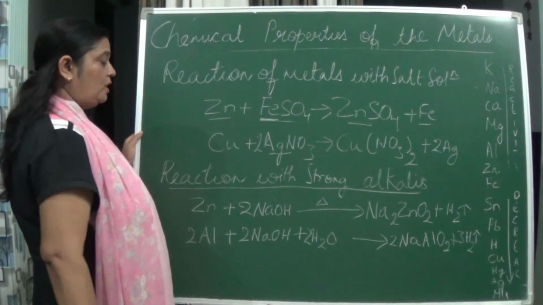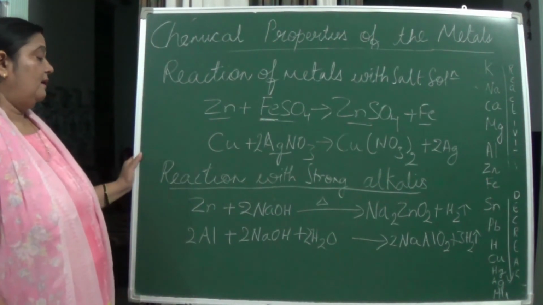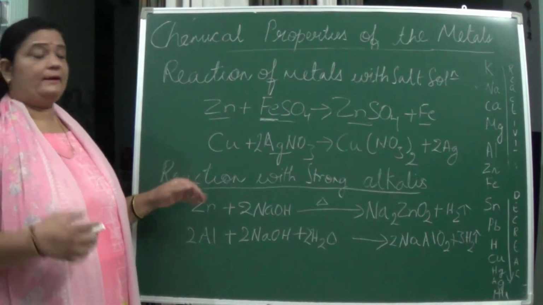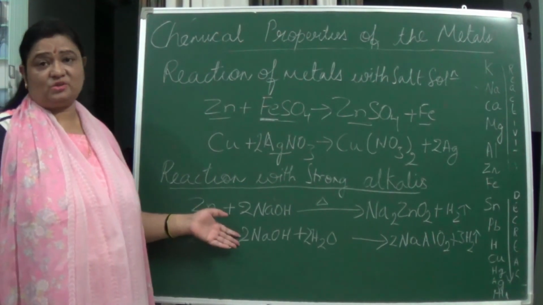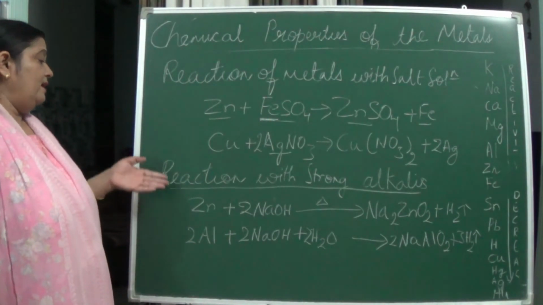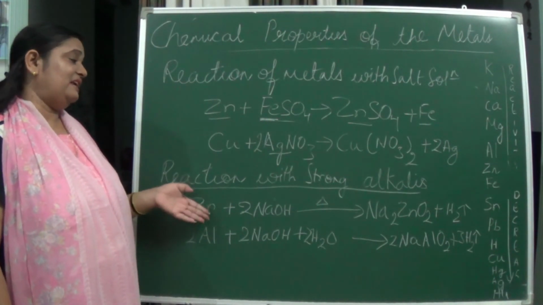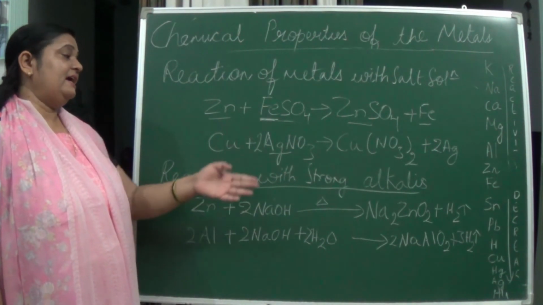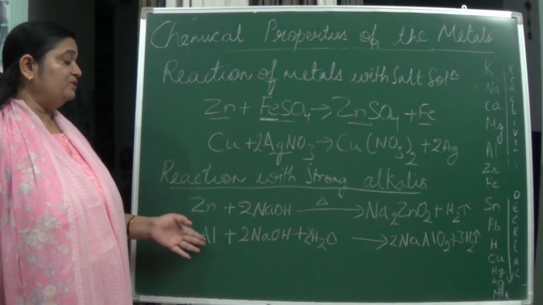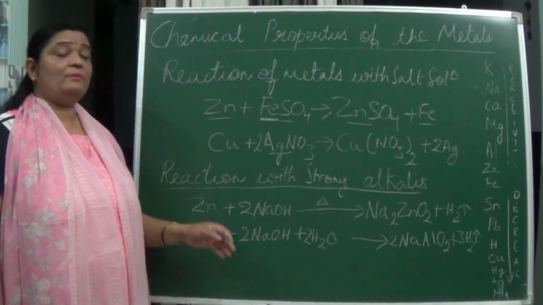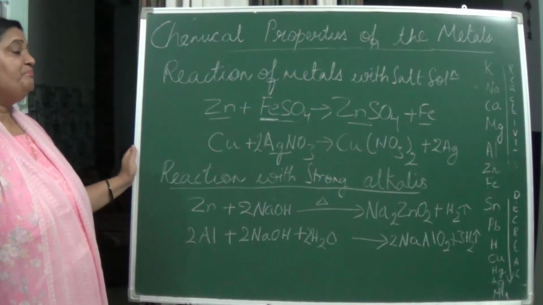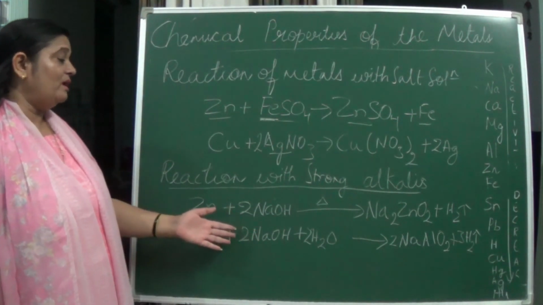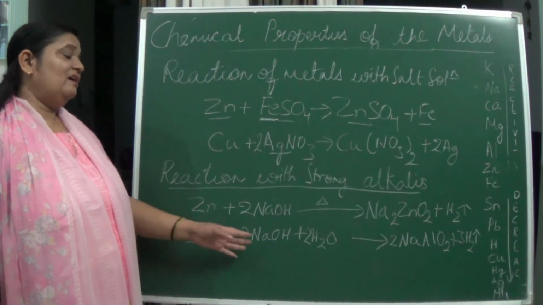Now reaction with strong alkalis. Some metals react with strong alkalis. When I say strong alkali, like what? NaOH is a strong alkali, you all know. Here metals like zinc, I have given you the example. Zinc reacts with sodium hydroxide to give what? Sodium zincate, and hydrogen is given out. And aluminium reacts with sodium hydroxide to give sodium aluminate, and hydrogen is given out. It means zinc and aluminium are displacing what? Hydrogen from the solution of the alkali.